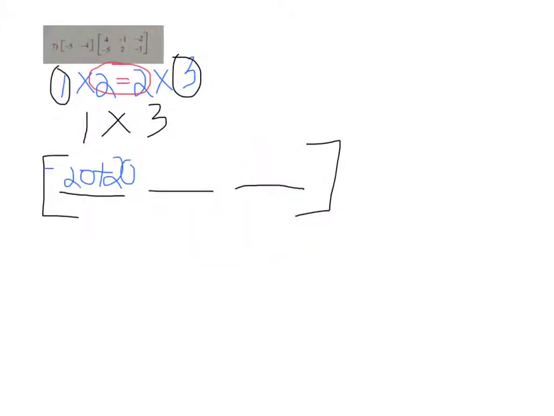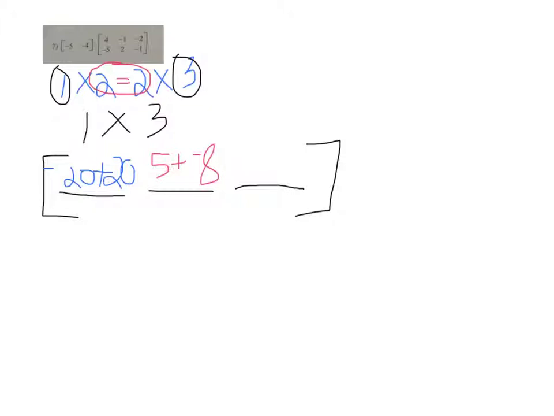For the second spot in our answer, we're going to still be in the first row, but now we're going to be looking at that second column. So again, this first row, but now we're going to be multiplying by the second column. So it'll be -5 times -1, which would be 5, plus that -4 times the 2. So the -5 goes with the -1 when you multiply, and -4 goes with the 2. So it'll be plus -8.